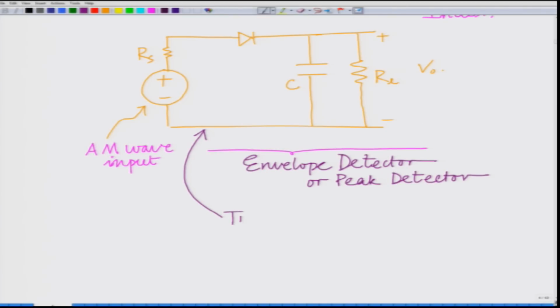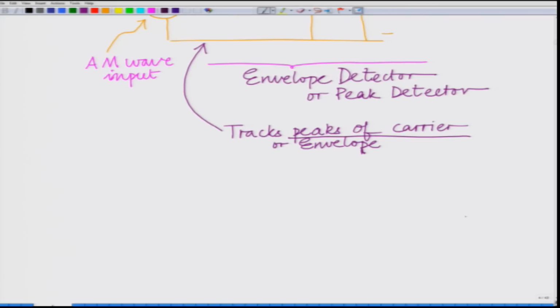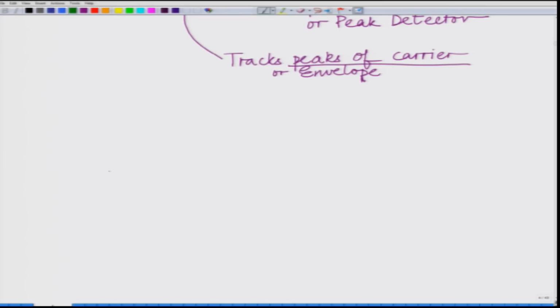This tracks, remember, the waveform formed by the peaks of the carrier, that is nothing but the envelope of the signal, all right. And how is this achieved? Let us look at how this is achieved.